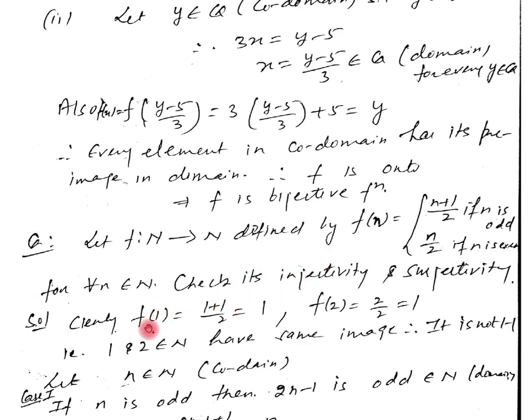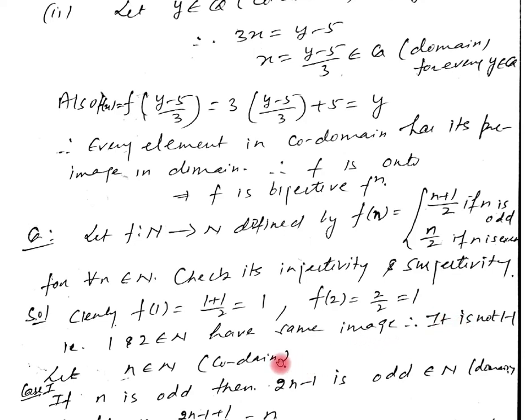f(1). 1 is an odd number. So f(1) is (1 + 1)/2, equal to 1. And f(2): 2 is an even number. So f(2) is n/2, 2/2, equal to 1. It means both these elements have the same image. Two different elements cannot have the same image. Therefore, the function is not 1-1.